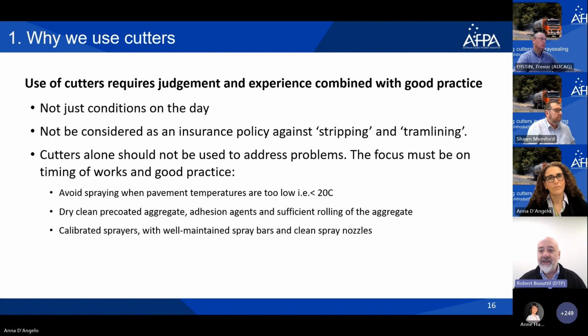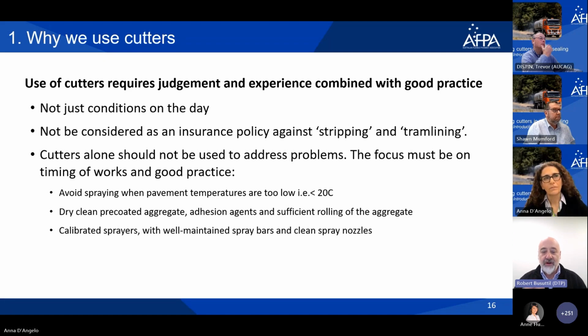And cutter really isn't there to be a means of preventing stripping or tramlining. It's all about good practice. You can't just add cutter in and think that's going to solve all your problems, because generally you'll end up making other problems. So cutters by themselves aren't a replacement for good practice. You really got to make sure that everything else is going for you.